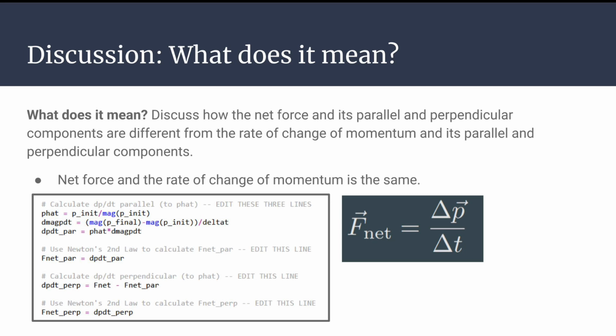What does it mean? According to Newton's second law, the change in momentum over the change in time is equal to the net force. This means that the net force and its parallel and perpendicular components are the same as the rate of change of momentum and its parallel and perpendicular components. We can see this in the momentum principle formula and see how it applies throughout our code.